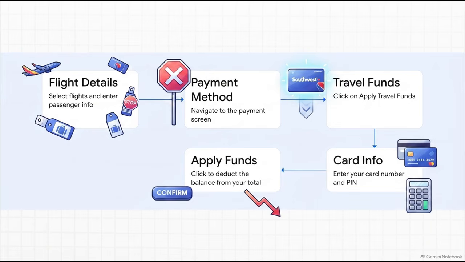First, just select your flights and enter all your passenger info like you normally would. When you get to the payment method screen, stop. Don't just type your gift card into the standard credit card box. That won't work. You need to look for the section that asks, do you want to apply travel funds? Click that drop-down, select Southwest gift card, enter that 16-digit number and 4-digit PIN, and just hit Apply Funds. The system instantly deducts the card's value from your total. Got a remaining balance? No problem. You just cover the rest with your regular credit card. It really is that seamless.